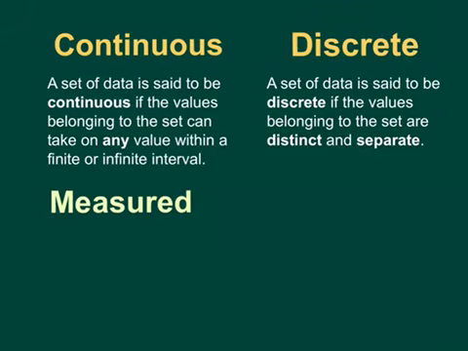Another way to think about this is to consider that continuous data is data that can be measured, while discrete data is data that can be counted. These concepts make a little more sense when we consider some examples.